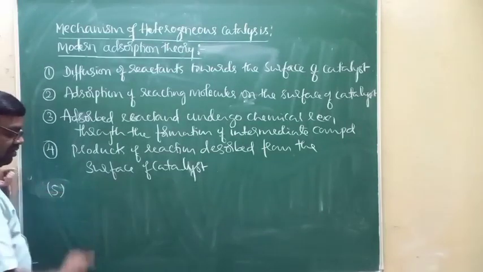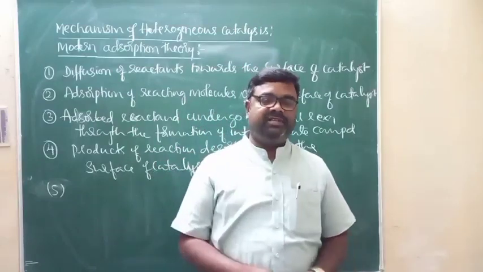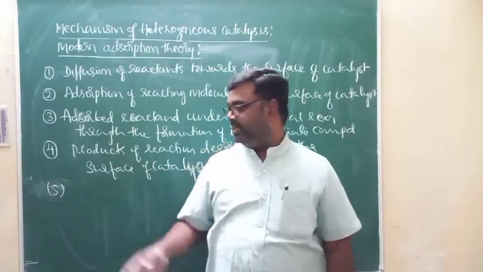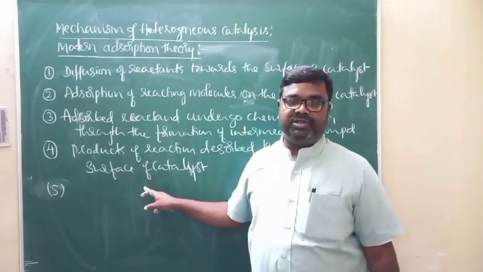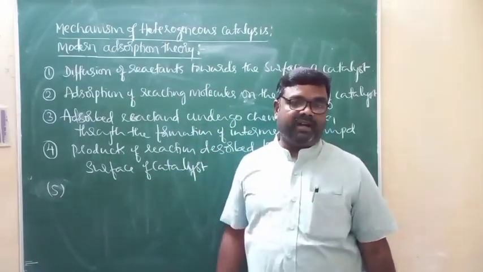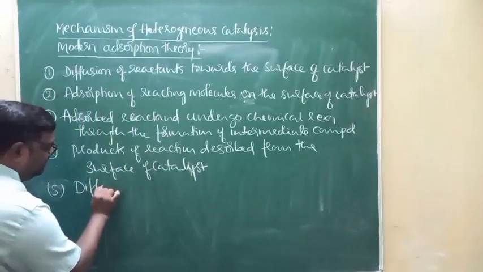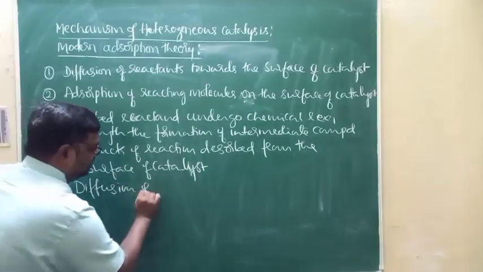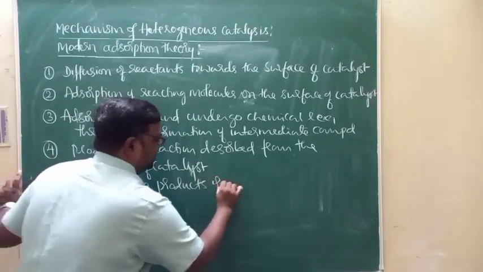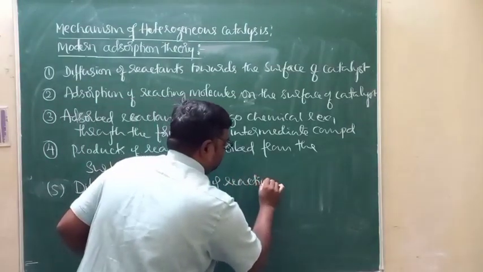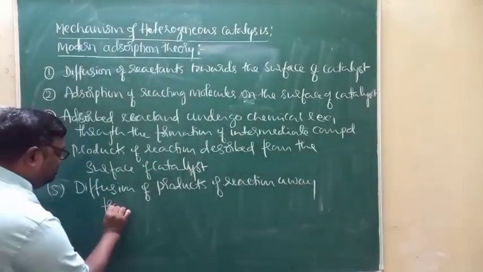In the fifth step, the products of reaction get diffused away from the surface of catalyst. That is, in the fifth step, the products formed in a chemical reaction diffuse away from the surface of catalyst. That is the fifth step: diffusion of products of reaction away from surface of catalyst.